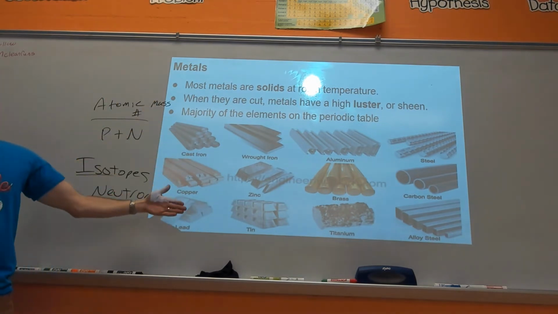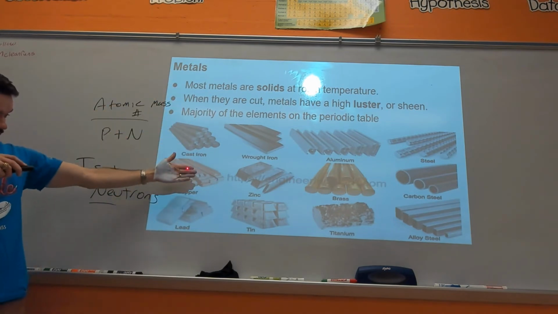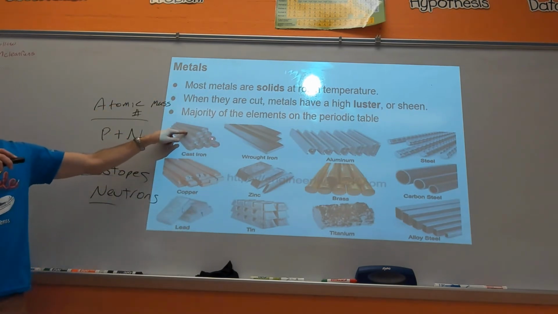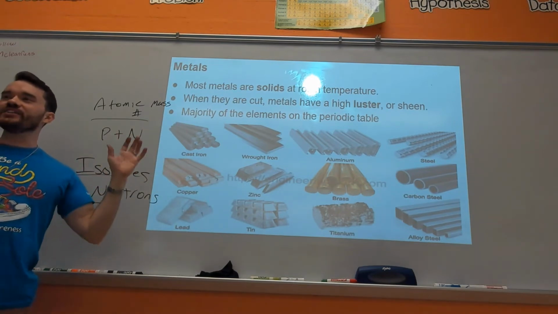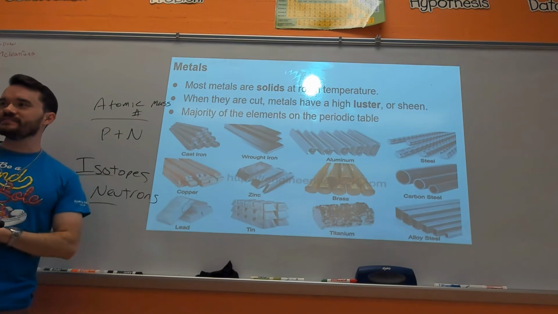Now, when you cut metal, if you just slice metal like that, you'll get this shiny appearance. We call that high luster or sheen. Like a car, it'll reflect light.